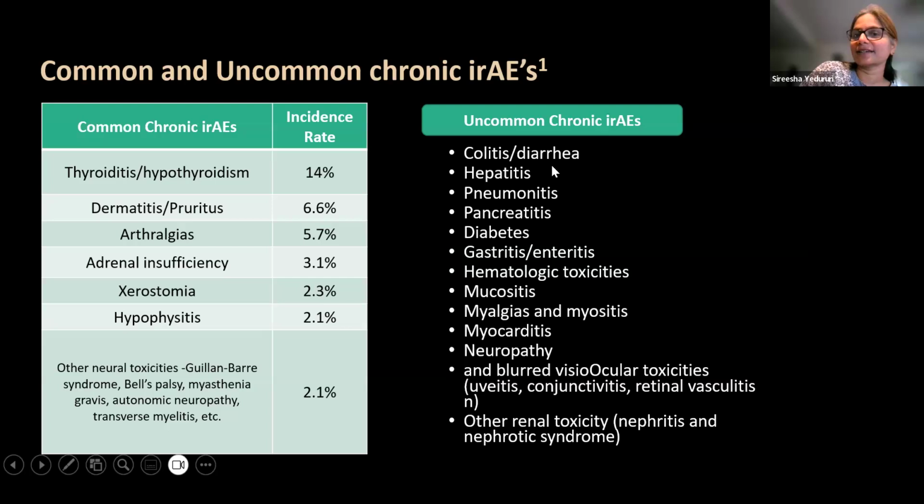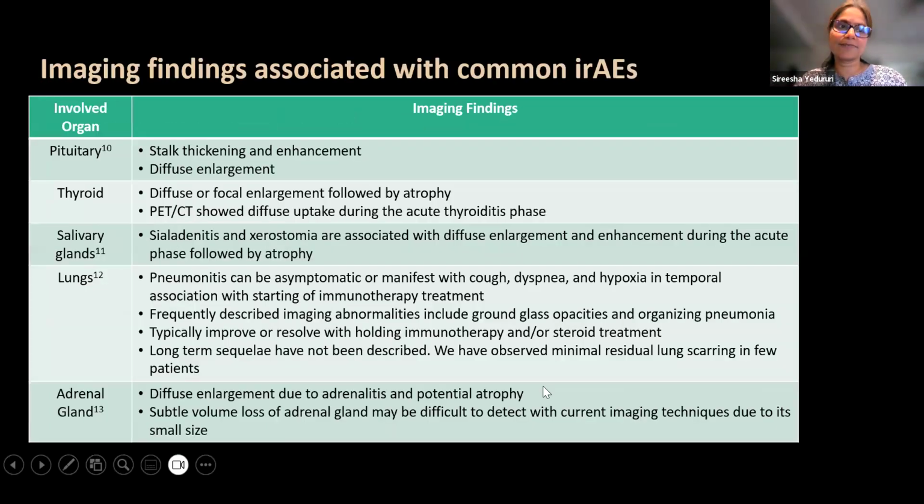Uncommon ones, colitis, diarrhea, persistent colitis, diarrhea, hepatitis, pneumonitis, pancreatitis, diabetes, gastritis, enteritis. Some of the patients who present with acute pancreatitis can become insulin dependent. Very small fraction of them. Most of them are asymptomatic, but a small fraction can develop insulin-dependent diabetes. Mucositis, myalgias, these are the other chronic findings.